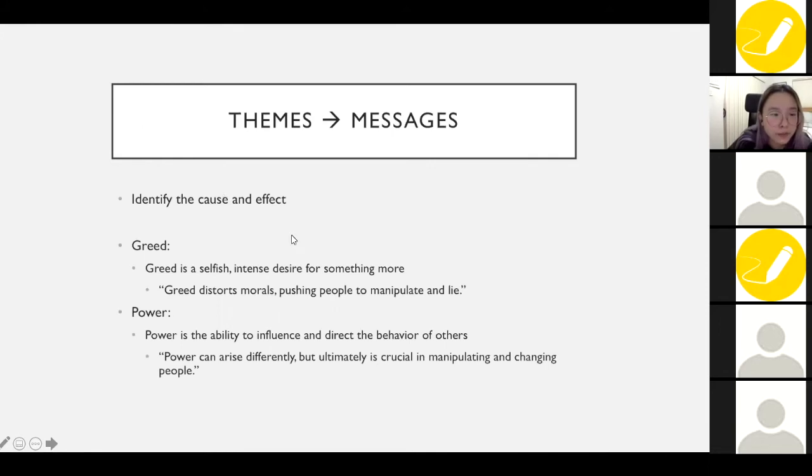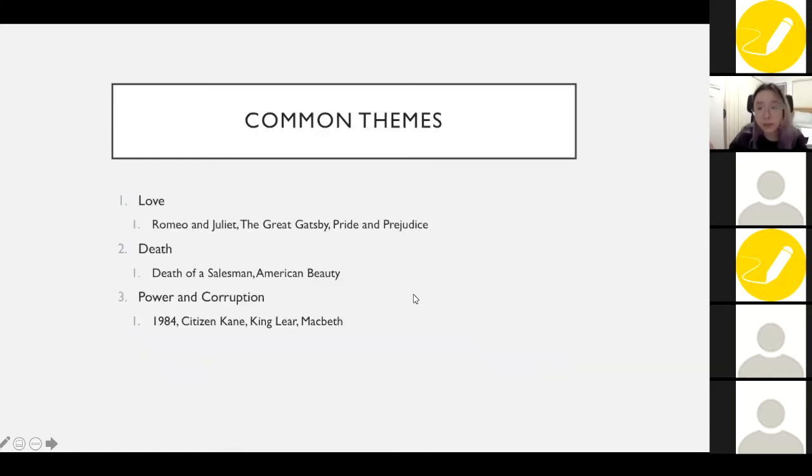Yeah, awesome. All right, let's move on. So the last thing we want to look at is some common themes. We're going to go through 5 common themes that we're going to see often. We'll talk about some texts that include these themes and some common messages that we have about these themes too.